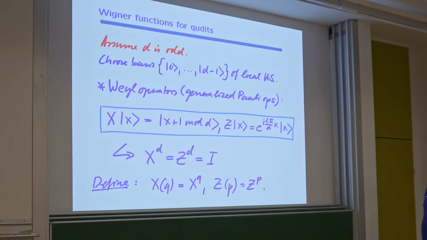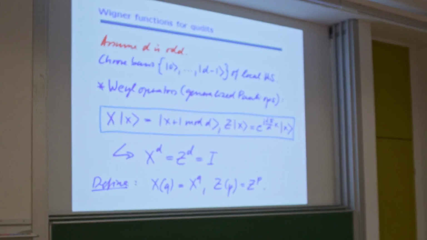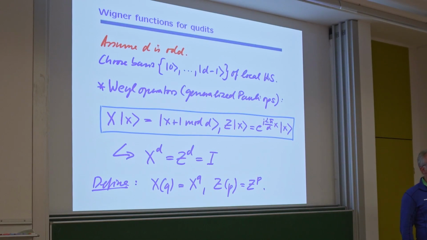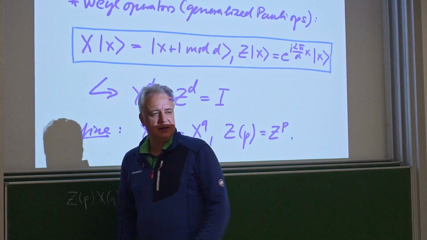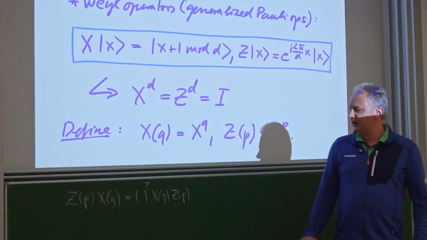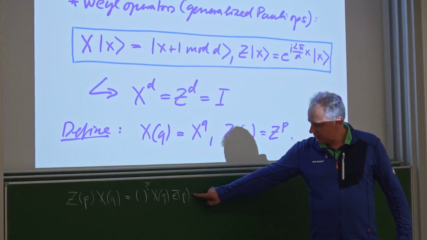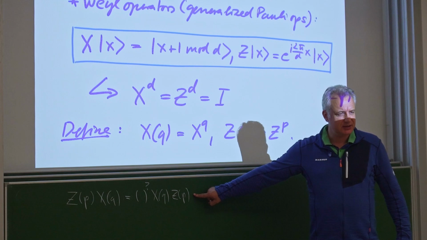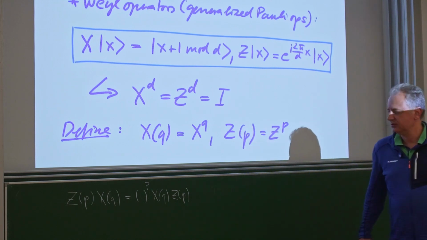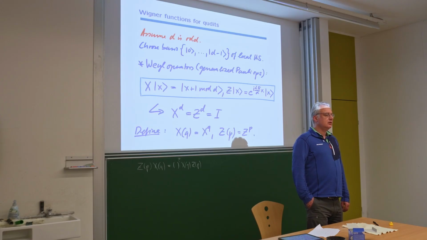Okay, I have a little exercise for you now. Based on these equations, can you compute the commutation relations of X and Z? If you've done that, it's a straightforward but useful implication. Okay, somebody has an answer? If you have an answer, can you please raise your hand?